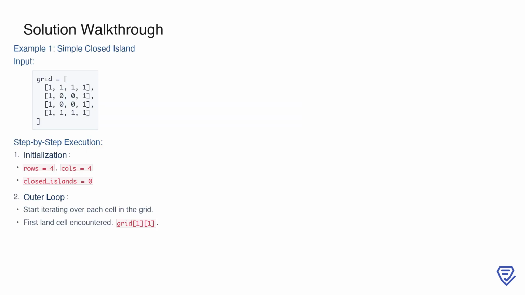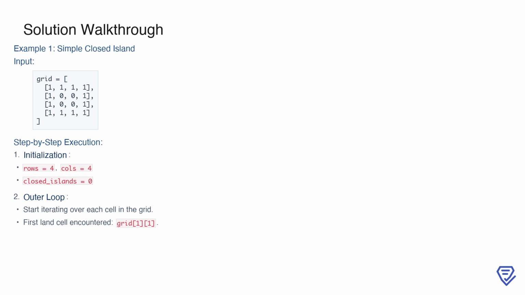To solve the problem of counting closed islands, let's start with a simple example. Here, the input is a 4x4 grid, and the first step is to initialize some variables. We set rows and cols to represent the dimensions of the grid, and closed_islands is initialized to 0 to track the count of closed islands. The next step is to iterate over each cell in the grid.